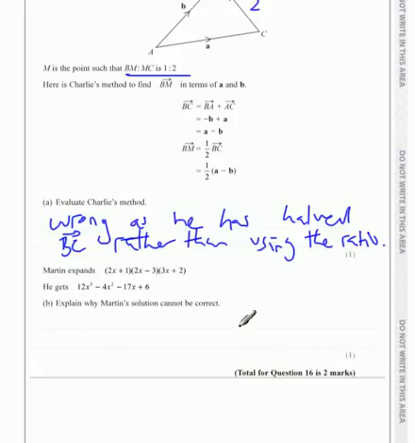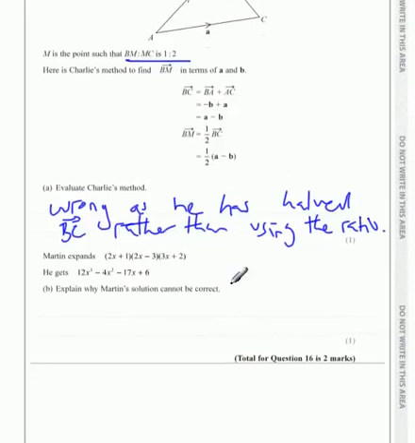Okay, for Martin's expansion here, we want to explain why Martin cannot be correct here. It is worth only 1 mark, so we don't need to expand all of this out. That's not what they're asking us to do. There's going to be something slightly simpler to spot here. The key numbers to look at here are often the first one and the last one, because those are quite straightforward to work out.